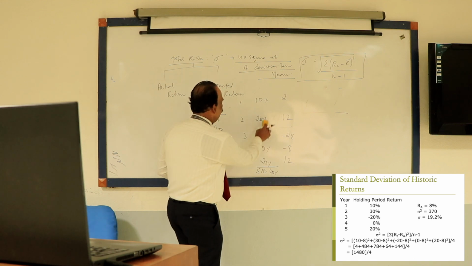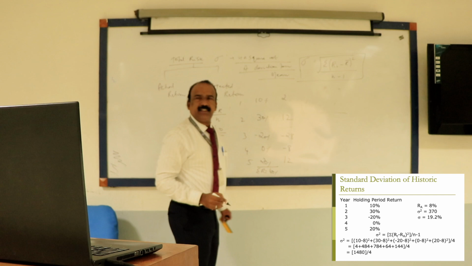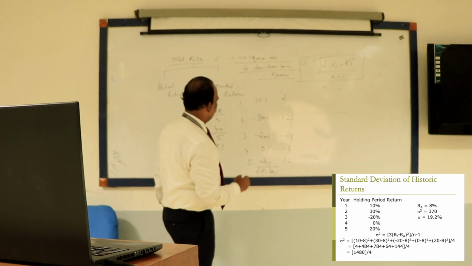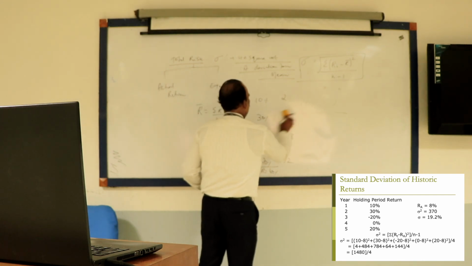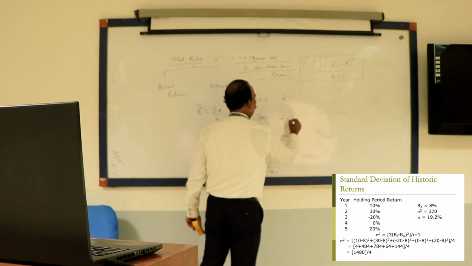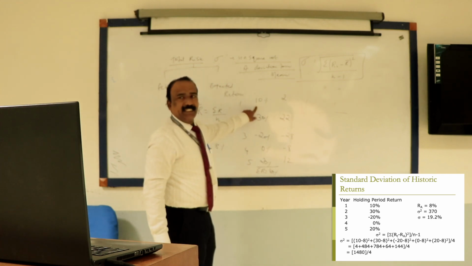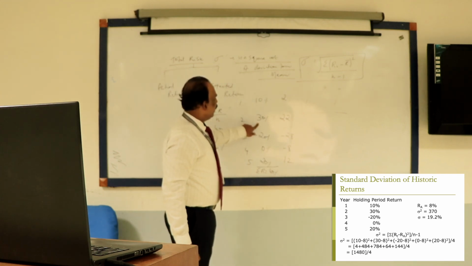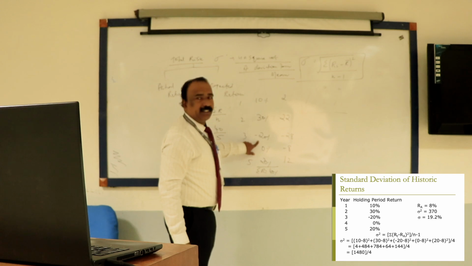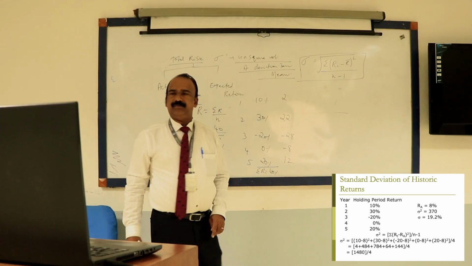No, the second one, please take it as 30%. Second year is 30%. Minus 20. Now it's right. Okay. So here 30 minus 8 is 22. So 10 minus 8, 30 minus 8, minus 20 minus 8, 0 minus 8, 20 minus 8.